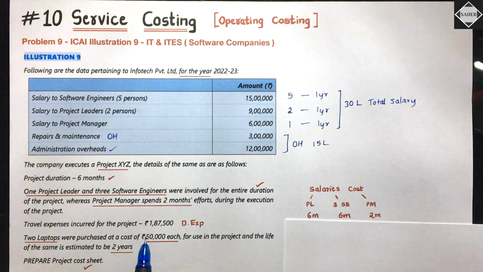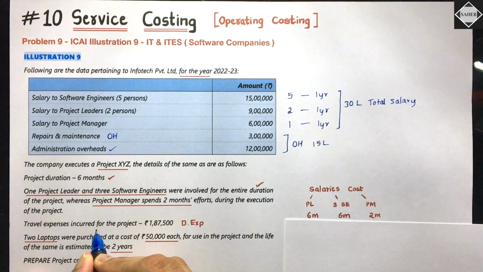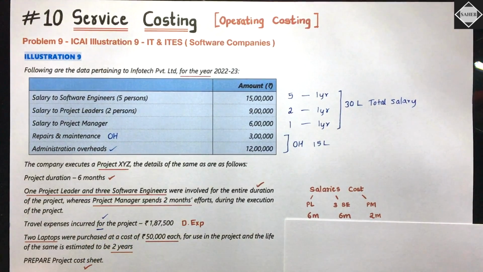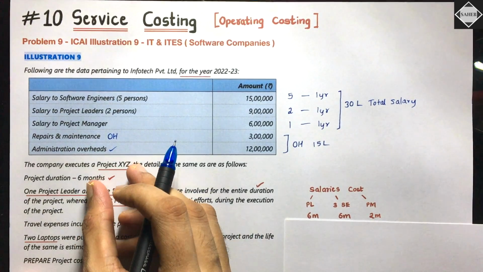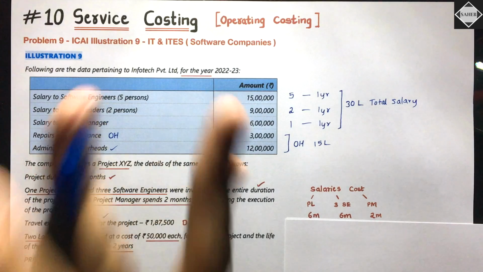1,87,500. What is this? This is a direct expense because they have said, see here, it is specifically for this project only, this much traveling expense. Directly you will take it in the cost sheet of project XYZ. Is that clear? Right. Direct allocation.